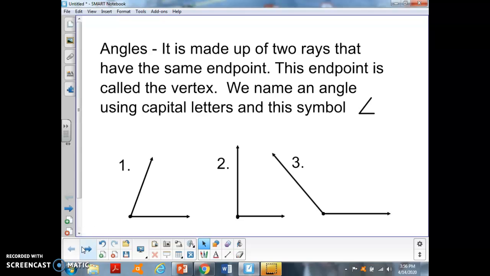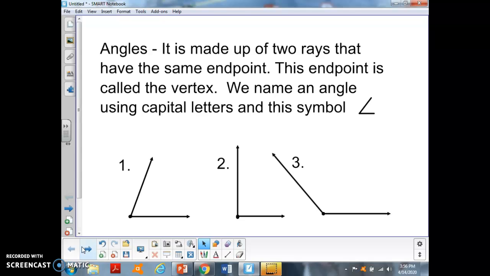Today's math assignment is going to deal with angles. I mentioned yesterday very quickly at the end about an angle. An angle is made up of two rays that have the same endpoint. That endpoint is called the vertex.